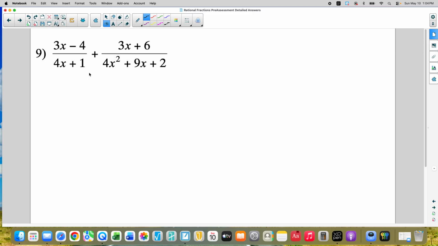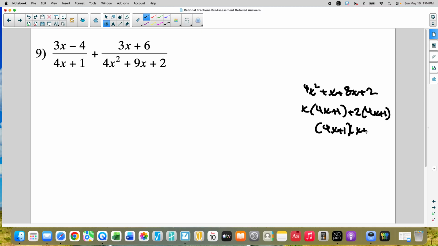All right, now these are unlike denominators. We have to find the common denominator. Now this is adding and subtracting, so we need to factor this. We're going to factor that. Factors of 8: that's going to be 8 and 1, so 4x squared plus x plus 8x plus 2. That makes 9x, so that's where we factored. You factor out an x, you get 4x plus 1. Factor out a 2, you get 4x plus 1. 4x plus 1, x plus 2.